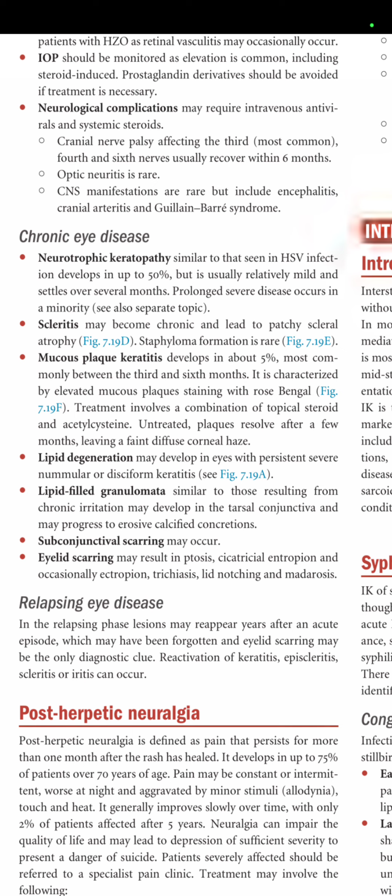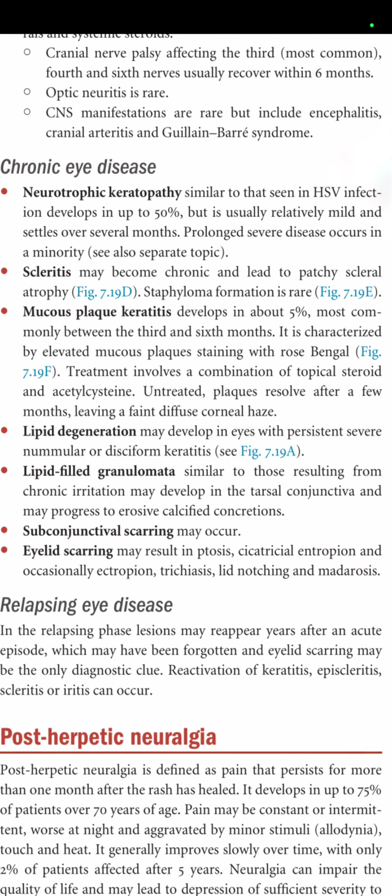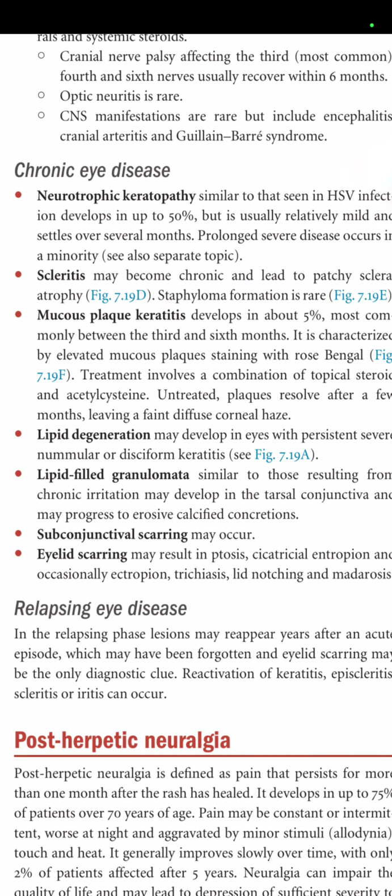Next, scleritis may become chronic and lead to patchy scleral atrophy. Staphyloma formation is rare. So if the scleritis is due to the virus, it can lead to the chronic condition known as patchy scleral atrophy or staphyloma formation.